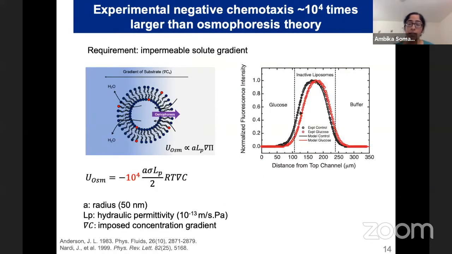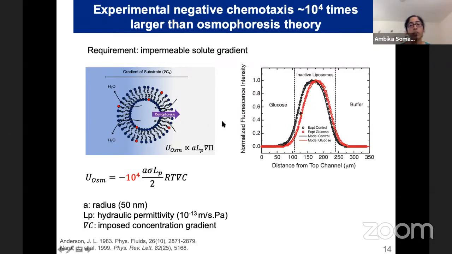The next mechanism that we had in mind was osmophoresis. Osmophoresis is a mechanism of motion when a membrane-bound colloid is placed in a gradient of impermeable solute. Here, what happens is, due to the difference in osmotic pressure inside and outside the vesicle, water is expelled from the side facing the high concentration and is admitted in the opposite side, propelling the lipid vesicle forward.